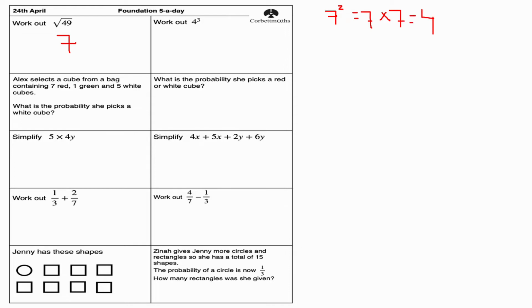Next question, work out 4 to the power of 3. Well, that just means 4 times 4 times 4, which we should know is 64. 4 fours are 16, times it by 4, I get 64. So 4 cubed, or 4 to the power of 3, is 64. Now 64 is what I call a cube number, so they might ask you the cube root of 64.